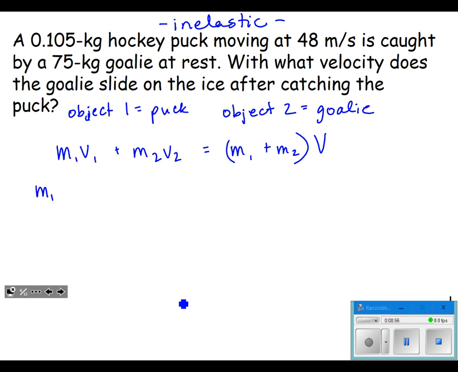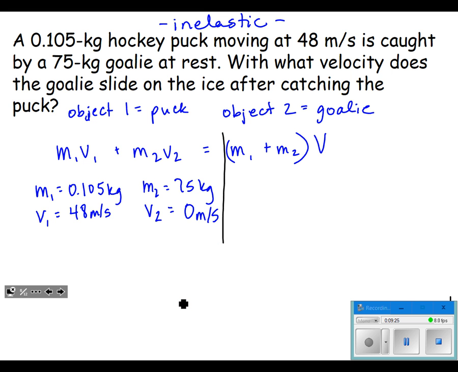So we know our object 1 was our puck, so it's 0.105 kilograms. And we know our object 2 is our goalie, who is 75 kilograms. And we know our V1 was our hockey puck, so that was 48 meters per second. And the goalie is at rest, so our V2 before the collision is 0. Now I always like to draw a line right about my equal sign, and then write my other information. So I'm trying to find my V value. My M's are going to stay the same, so I don't necessarily need to rewrite those. Okay, does that make sense?